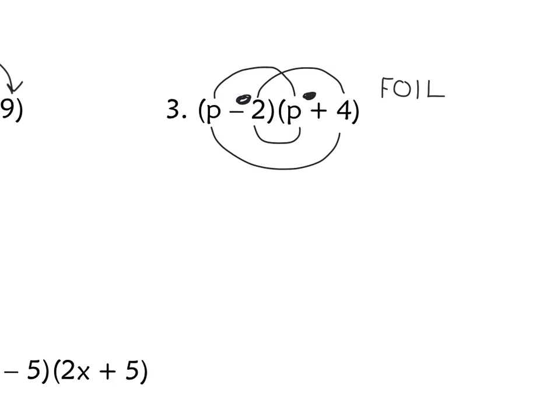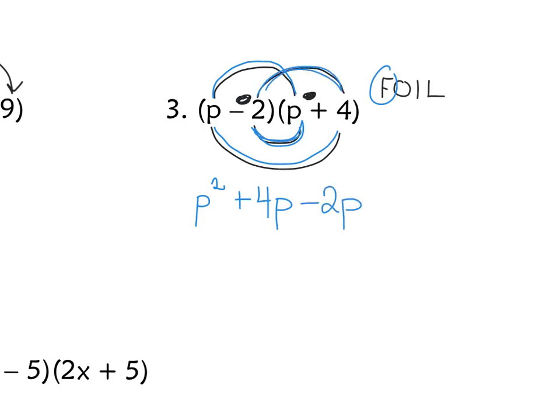So I'm going to go through that one more time in a different color. If I did P times P, that's F. That's P squared, because remember we add the exponents. Outer terms, outside terms, P times 4 is going to be plus 4P. Inner is going to be minus 2P. And then the last terms, negative 2 times 4 is going to be minus 8.